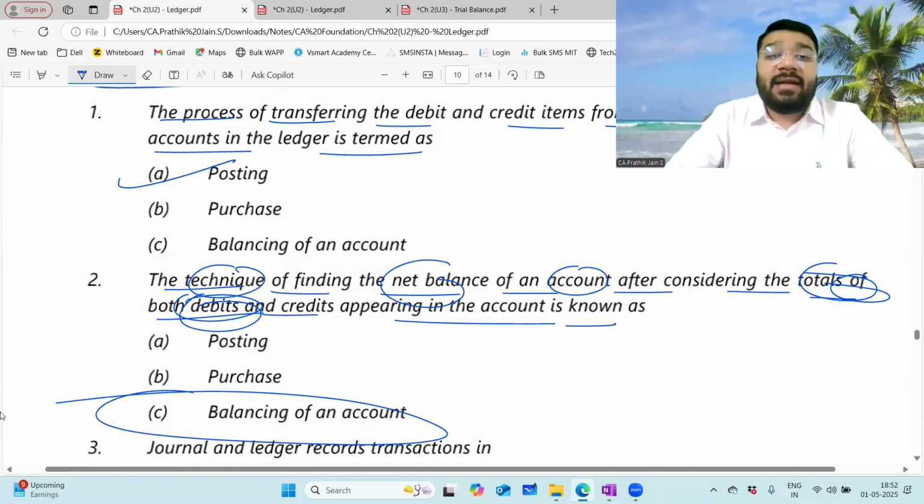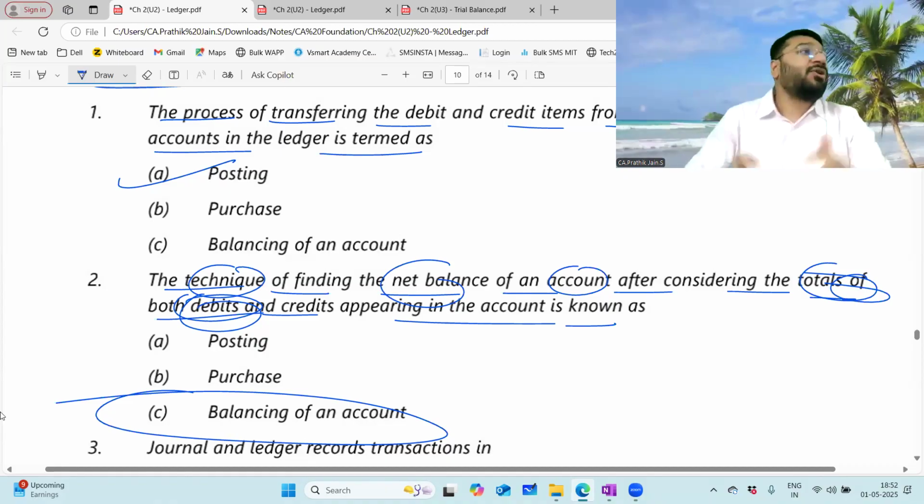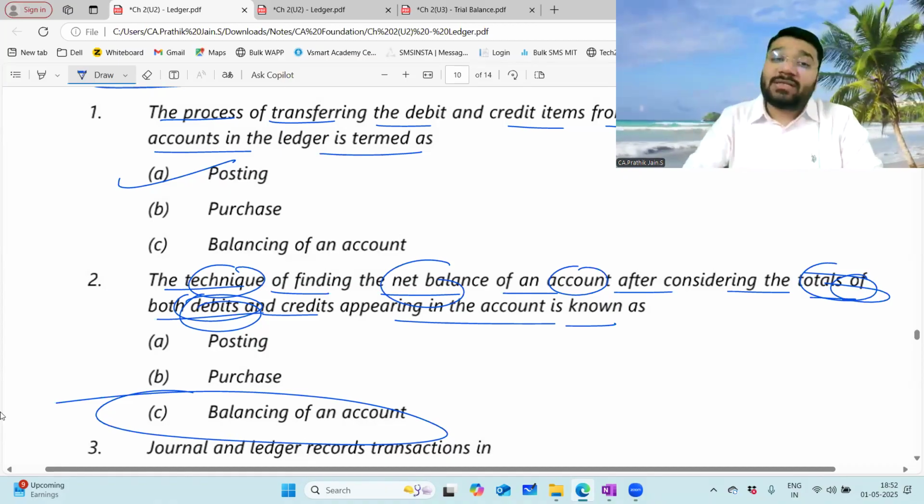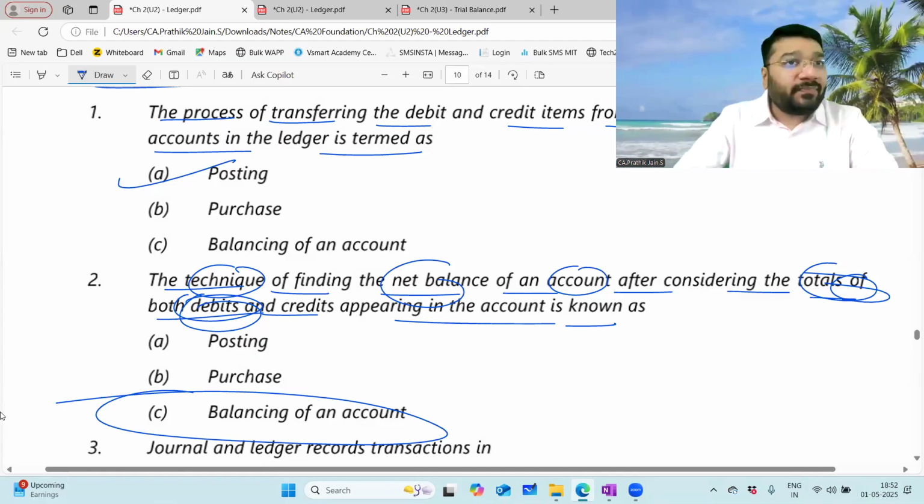Okay, you might get this as true and false. The technique of finding the net balance of an account after considering the total of both debit and credit appearing in the account is known as posting. You will say false and you'll write the entire statement. No, this is called balancing of account. So for an MCQ question, you have to see from what point of view? True and false point of view.